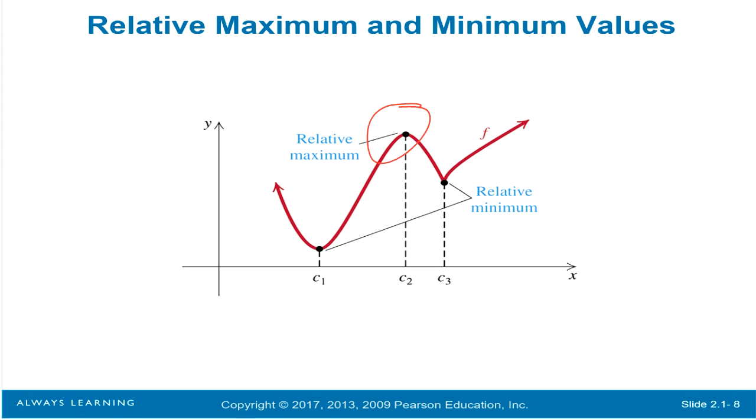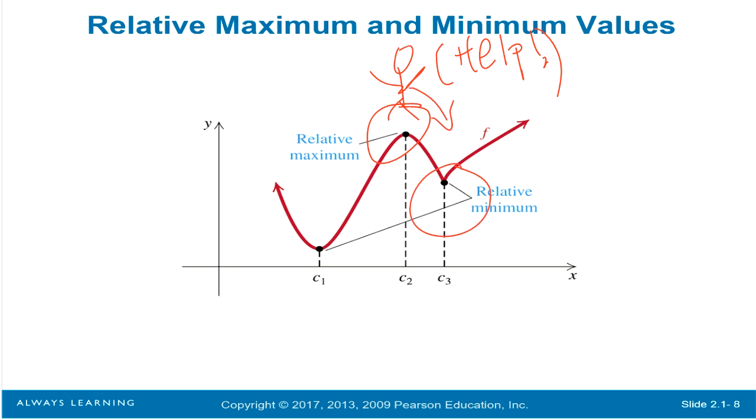So if you're standing on the hill yelling, help, out of toilet paper, that's your relative maximum. And your relative min, that's your lowest point. Now you're out of toilet paper and you're down here trying to figure out what to do. So this is your relative minimum.